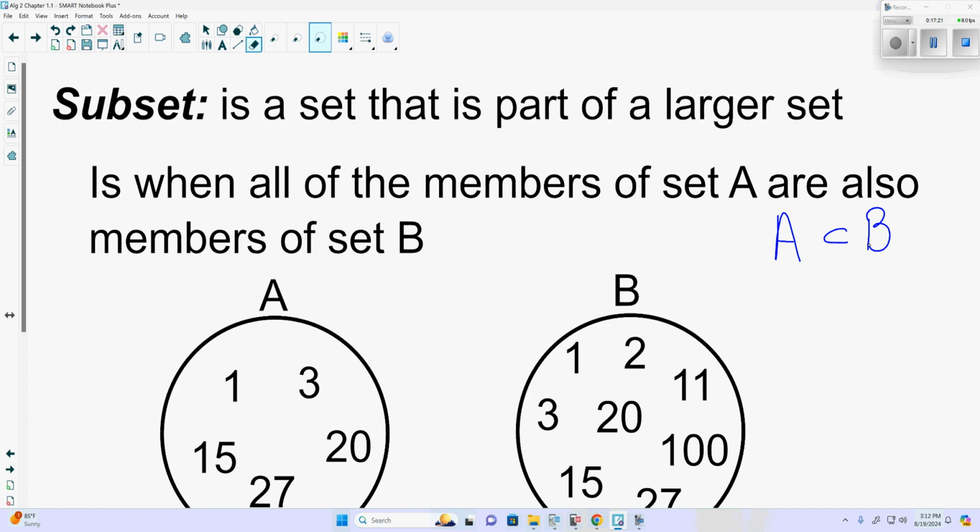Now, can we say that B is a subset of A? It's a larger set. There are elements in B that are not contained in A.